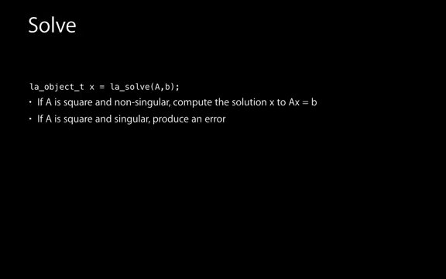I want to talk a little bit about the details of the solve. So if you're familiar with linear algebra and you've worked with LAPACK before, you know that there's a lot of options here. So I just want to talk about what our solve is doing at this point. If A is a square non-singular matrix, it's going to compute the solution to AX equals B. If A is square and it's singular, it's going to produce an error. So right now, it's pretty straightforward to do, and this is what you're going to get out of it.